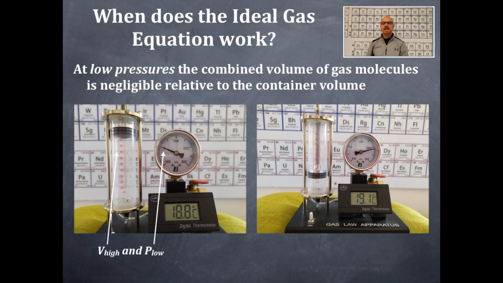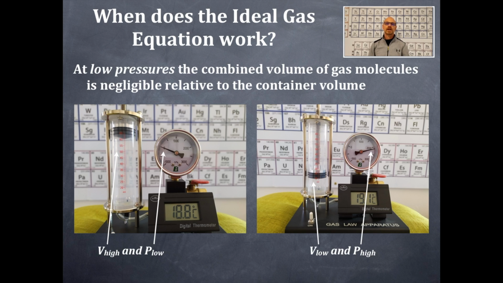It's 18.8 degrees Celsius. So, this is a high volume, low pressure condition. Now, if you take a look at the apparatus on the right, we have low volume and high pressure. See, there's low volume. That plunger has been moved all the way down, and there's high pressure under those same conditions. So what I've done is I've closed this system off, and then I've moved the plunger all the way down in a brief amount of time, and the temperature has actually gone up from 18.8 to 19.1 degrees Celsius.